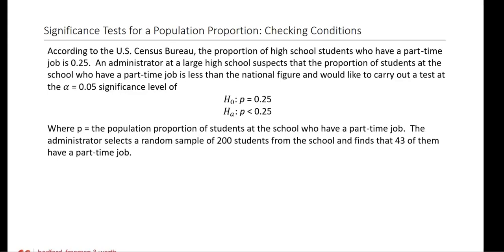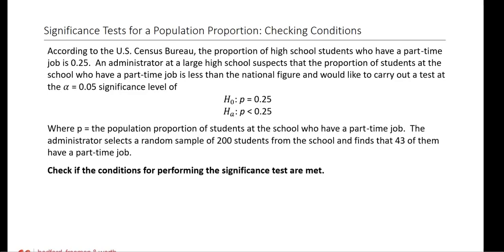The administrator takes a random sample of 200 students and finds that 43 of them have a part-time job. Check if the conditions are met for this one. Well, there was a random sample of 200 students. Check. So you would write that down. Less than 10%: we sampled 200 at a large high school, so 200 is less than 10% of all students at a large high school. That's fair. I'm thinking Collierville's 3,000 or 4,000. And you just say that in words, basically.